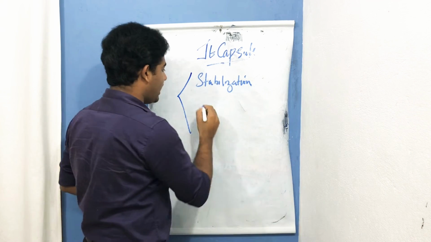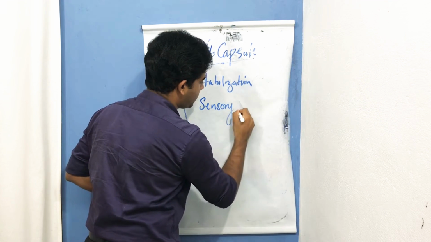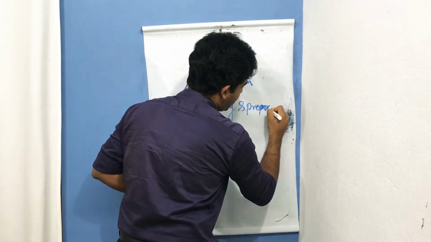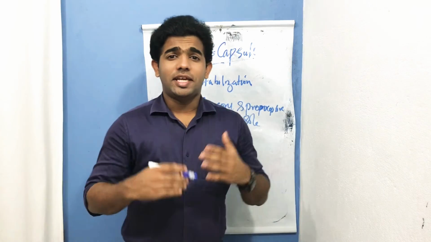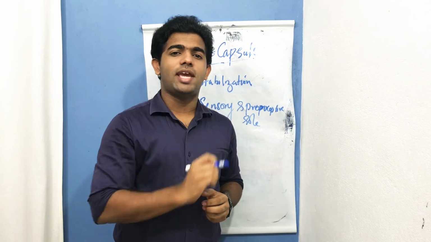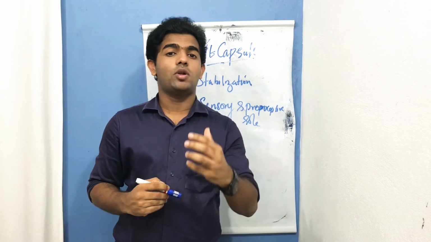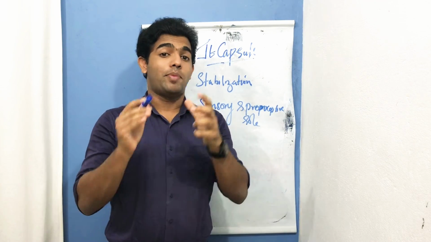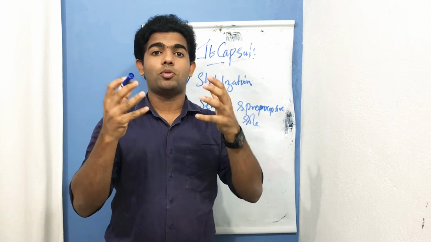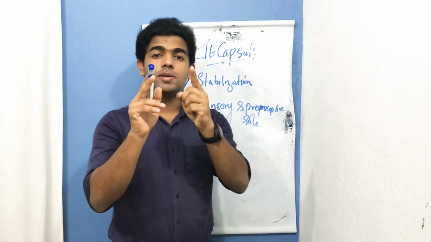And the second one, it contains a lot of sensory and proprioceptive receptors. The knee joint capsule, like the menisci, contains a lot of sensory and proprioceptive receptors. That is, it contains nociceptors and mechanoreceptors like Ruffini corpuscles, Pacinian corpuscles, etc. This helps in sensory as well as joint proprioceptive feedback. So this has a sensory and proprioceptive role.